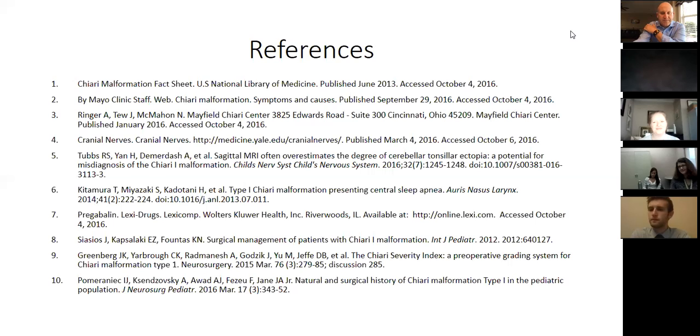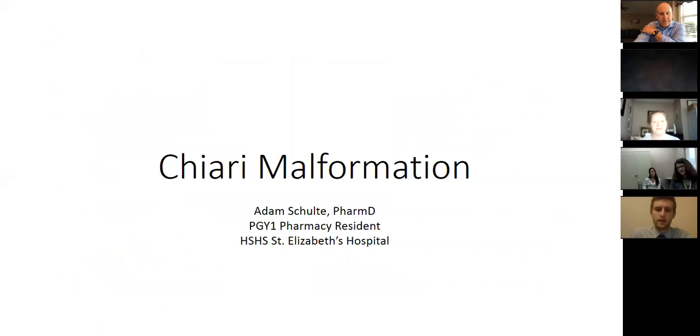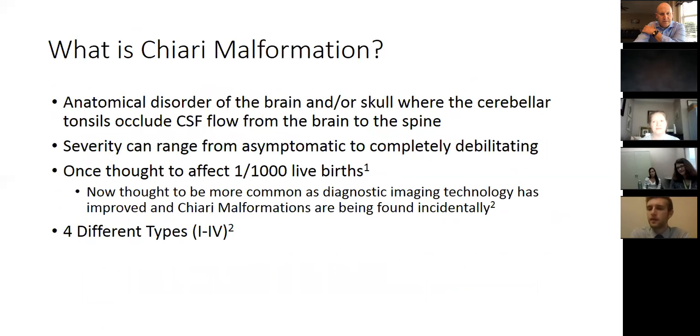You probably mentioned this in the beginning, Adam, but what's the relative prevalence of this? It used to be thought, I think, 1 in 1,000 live births, and that's any kind of severity. I believe that also includes the spina bifida related ones, where there's the hernia, or the fluid escaping the bottom of the spinal column, resulting in herniation of the foramen magnum. But they're detecting it more and more now as diagnostic imaging improves.